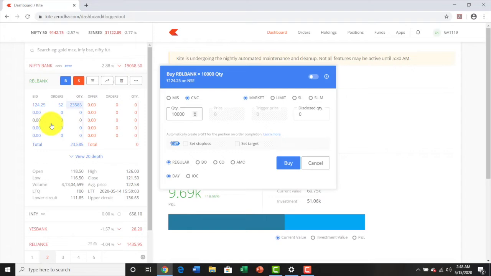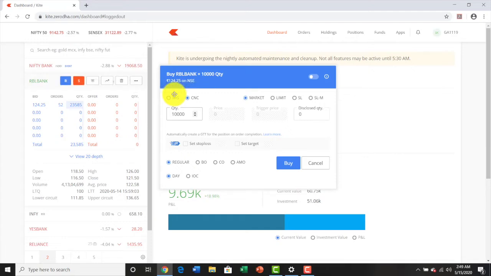So if I place an order of 10,000 stocks, since it's a very, very big order, it will be shown here. And once it is shown here, the people who are selling, let's say at 124.25, will realize that since the demand for the stock is more, the price will go up. It will be a very difficult situation for them to sell at 124.25, and they will cancel their order immediately.